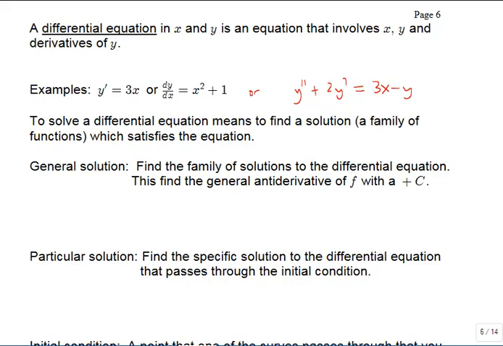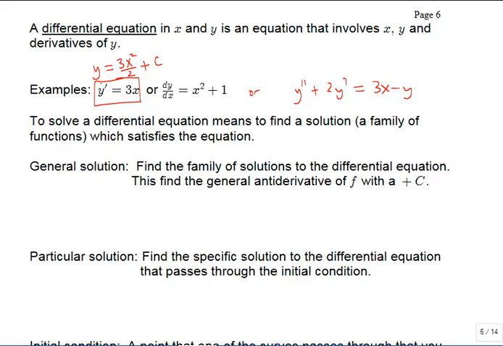Now these aren't your typical equation. Normally when we solve equations in algebra, we're getting a number for an answer, like x equals 5. This time, we're not going to get a number for an answer, we're going to get a function for an answer. Think about this one right here for a moment. This is saying what function y would have as its derivative 3x. Well, we know from our rules that that's got to be 3x squared over 2 plus a c. If you were to take the derivative of that function, you would get back 3x.